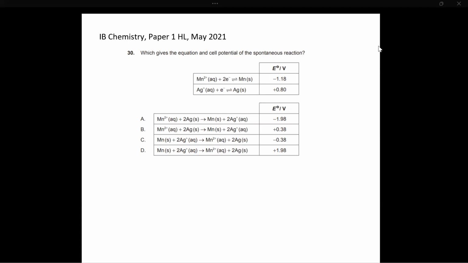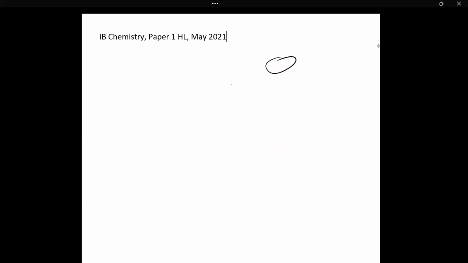So it's the 30th question. It asks us, which gives the equation and cell potential of the spontaneous reaction? And now over here, they have given us two reduction reactions, and they have told us the E0, or the electrode potential, of these reactions.